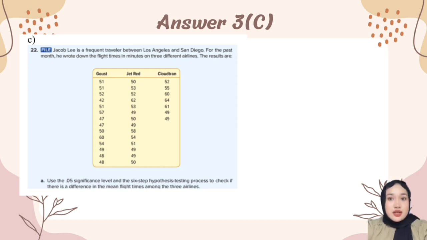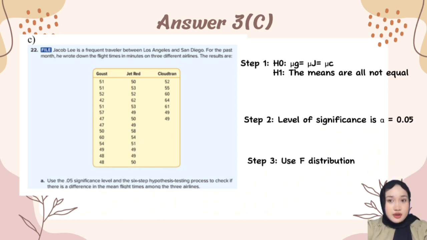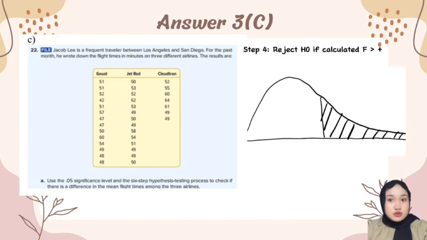For step 1, there are 3 airlines, so our H null will be mu G equal to mu J equal to mu C. And our H1 will be the means are all not equal. From the question, our alpha is 0.05. Step 3, we use F distribution. Step 4, we need to find the critical value of F by calculating the degree of freedom numerator and denominator. So degree of freedom numerator is K minus 1.